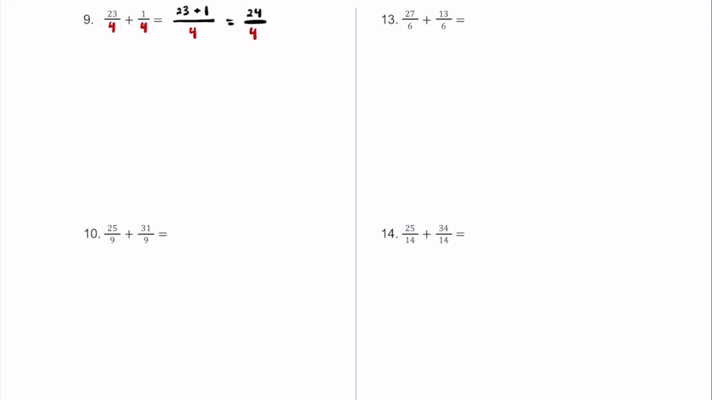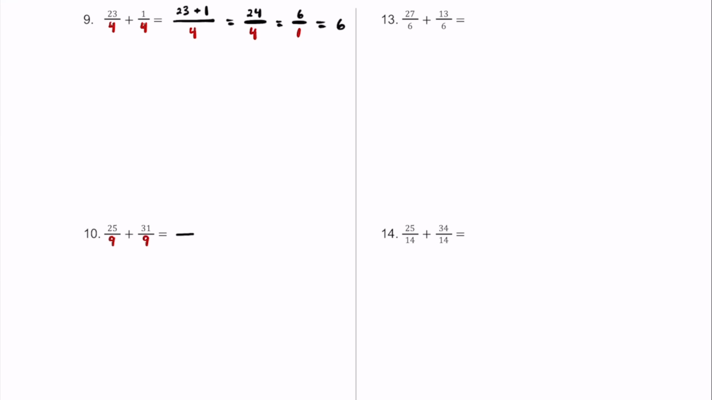Just like in the last one, actually, 4 goes into 24 perfectly. It goes in 6 times. So this is really 6 wholes, or 6 over 1. And so if we simplify this more as a whole number, this is just equal to 6 wholes, or 6. In number 10, we have the fraction 25/9 plus another 31/9, so they're both ninths.